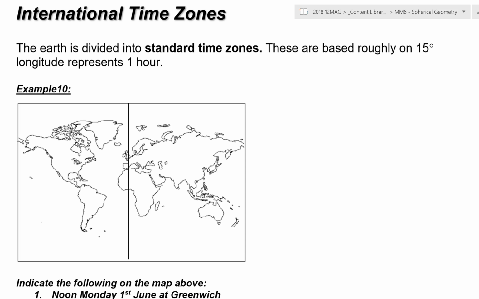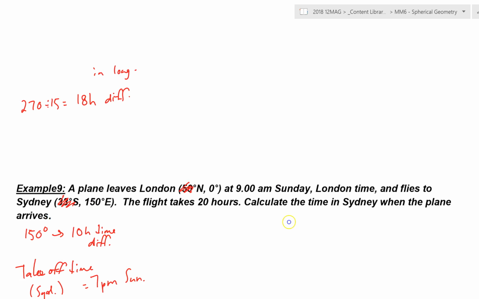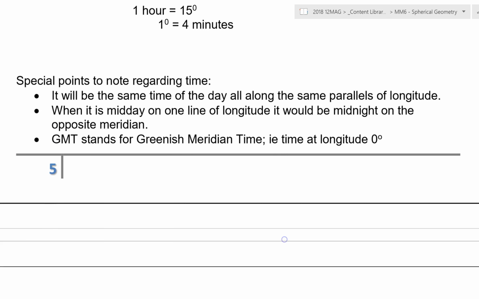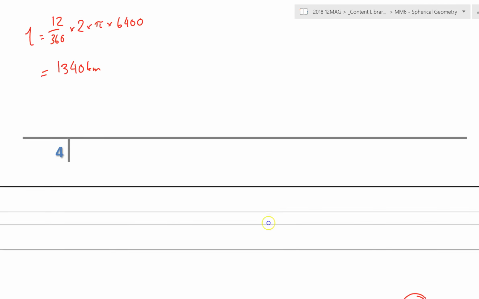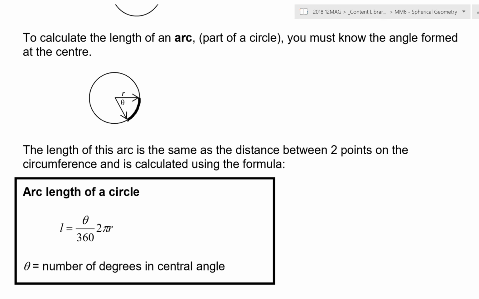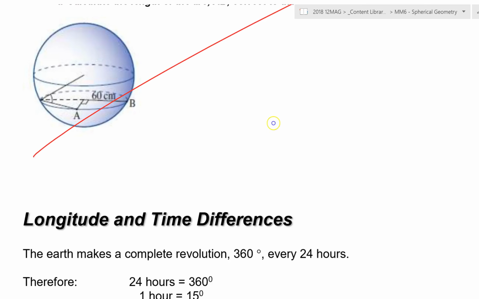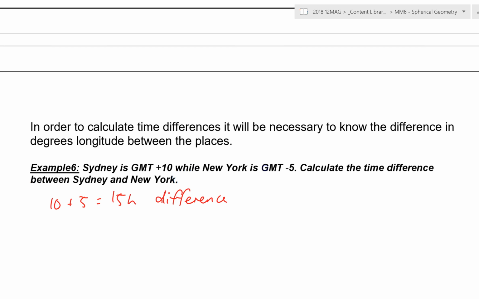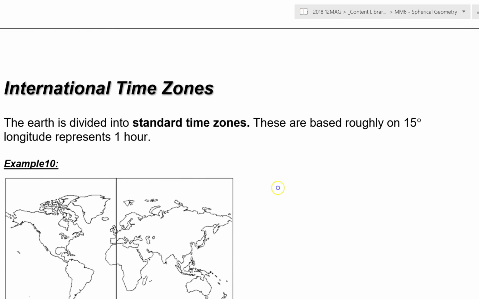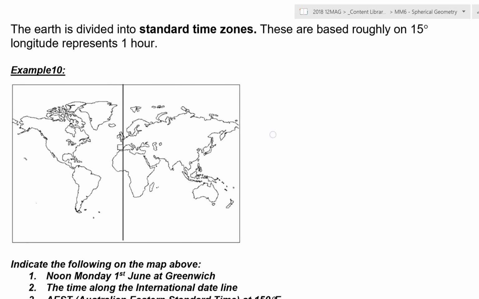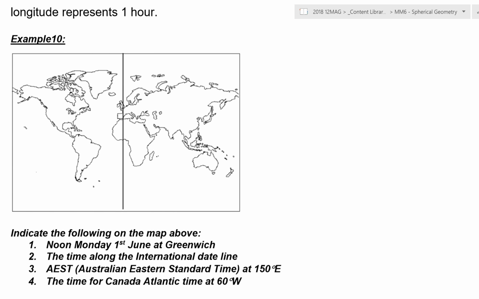So, time zones. When answering these questions, a bit like back in the notes, we were given some time zones, here we go, example 6: GMT plus 10, GMT minus 5. They're examples of international time zones. You'll be given these, and they're usually nice round numbers. So on this map, it says to indicate these things here.